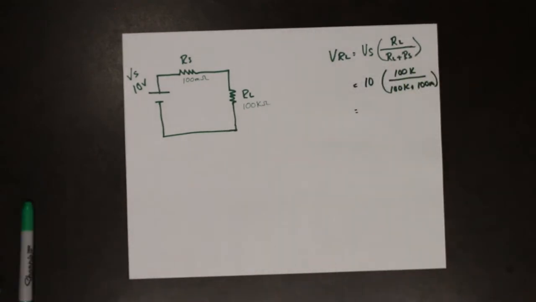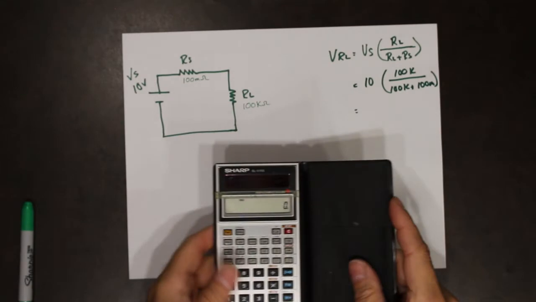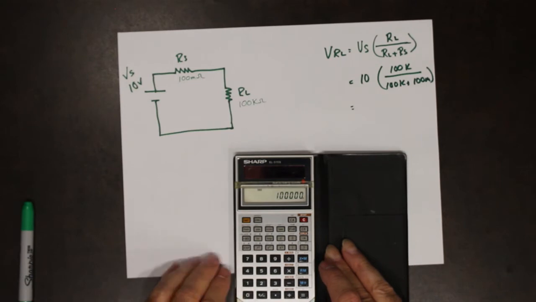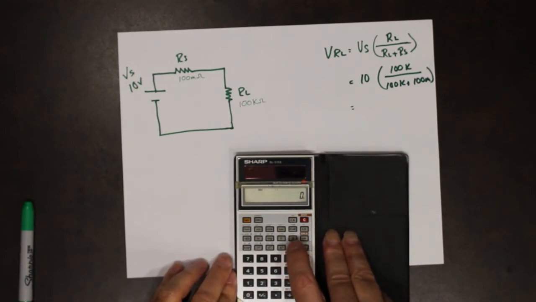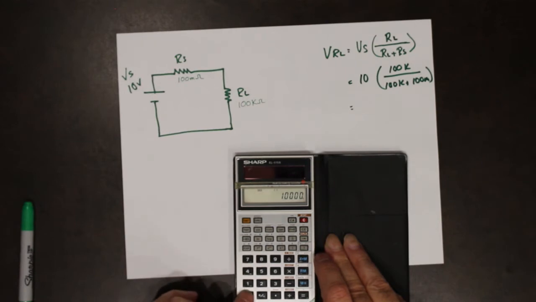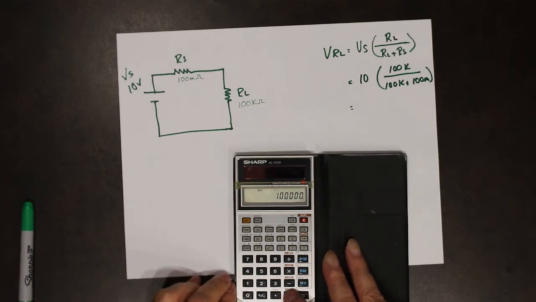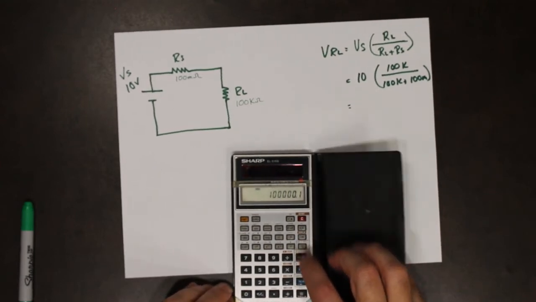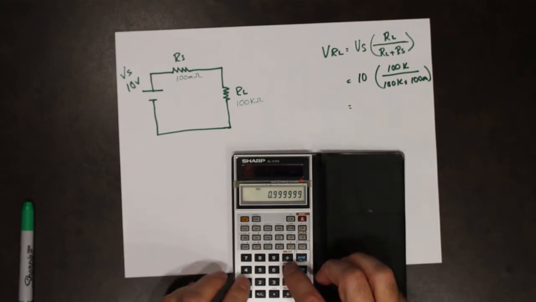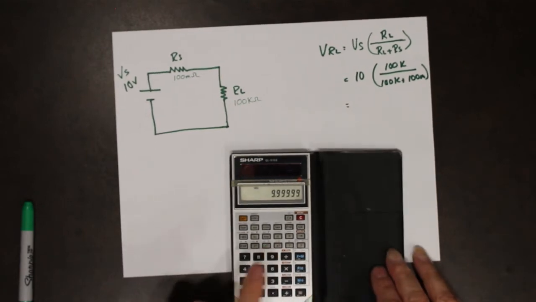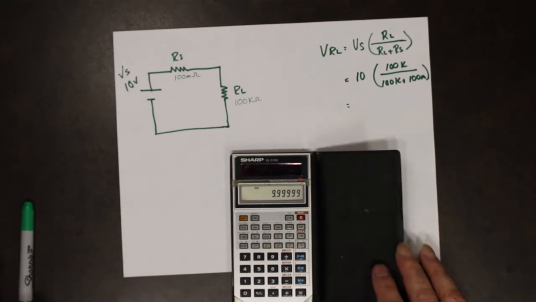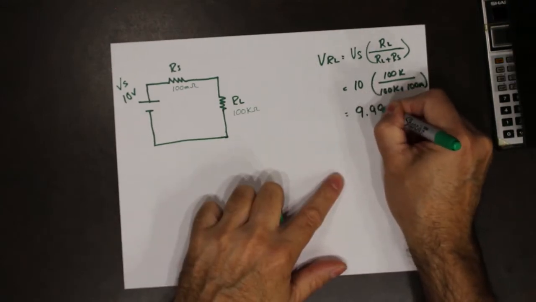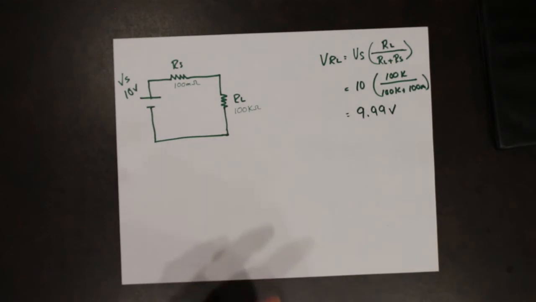Let's see what that value works out to be. So we've got 100,000 divided by 100,000 plus 100 milli, times 10. So we get 9.9999 volts, approximately 9.99 volts.